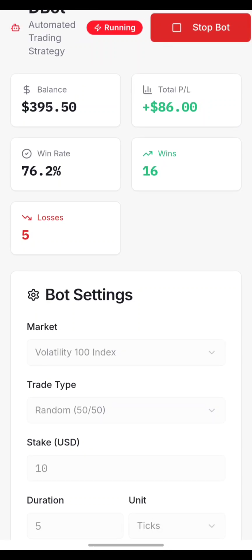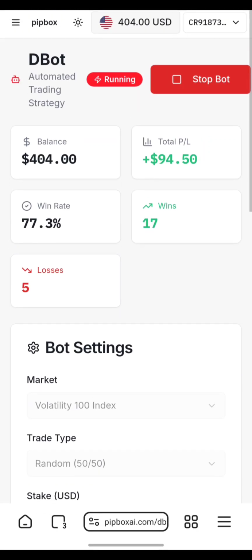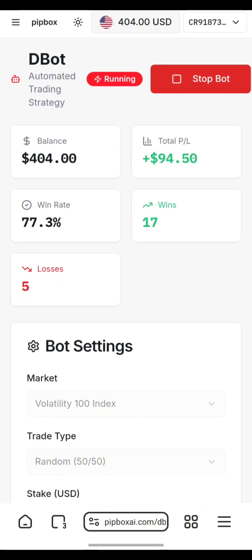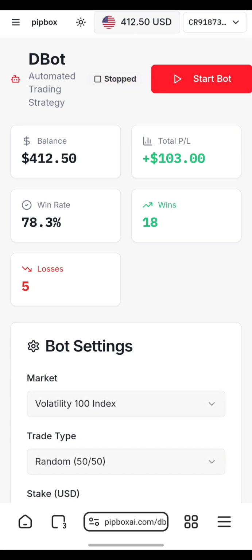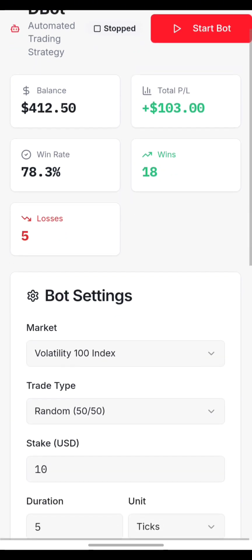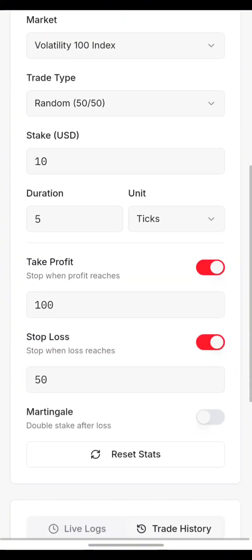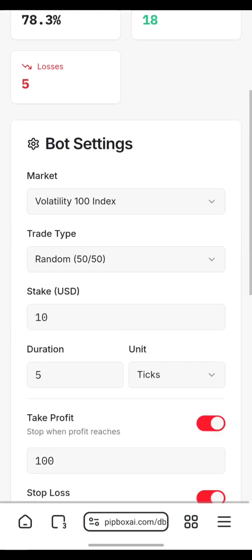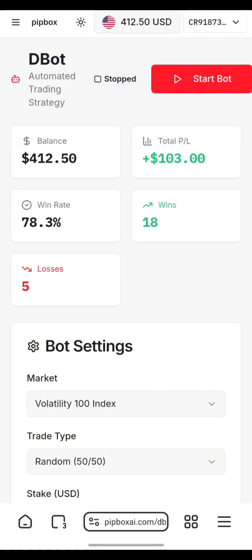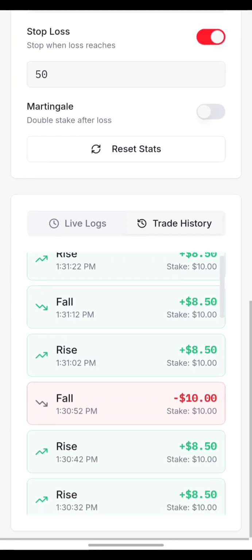That aside, guys, let's concentrate here. You see our balance is up 404 USD, and we are almost hitting our take profit of 100 USD, and just like that, we are up $103. Look at our balance. We are at 412.50 USD.